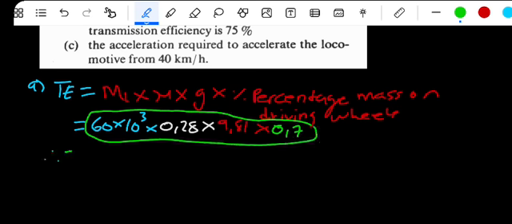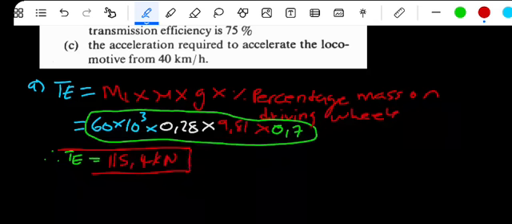Therefore, our TE, our locomotive tractive effort, will simply equal 115.4 times 10 to the power of 3. But let me just write it in kilonewtons. So this is what we have there in kilonewtons.